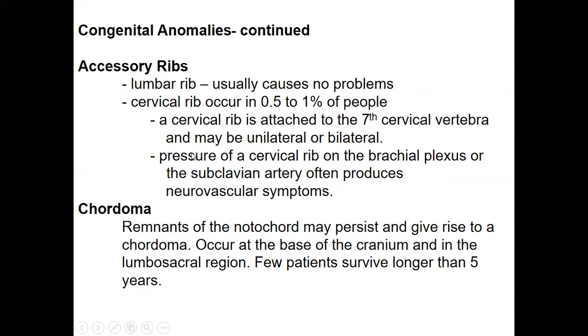Okay, and if this cervical rib happens, it will cause pressure on the brachial plexus. Pressure of a cervical rib on the brachial plexus or subclavian artery often produces neurovascular symptoms. So that means the cervical ribs will cause a problem. The lumbar ribs usually cause no problem. So this problem is due to the cervical rib putting pressure on the brachial plexus or subclavian artery, and it produces the neurovascular symptoms.